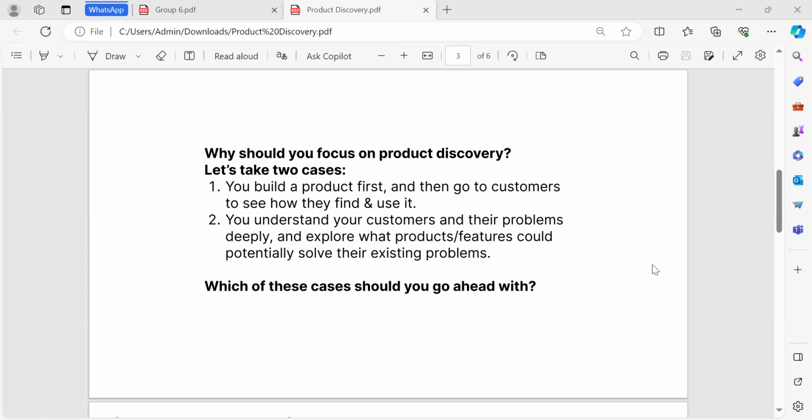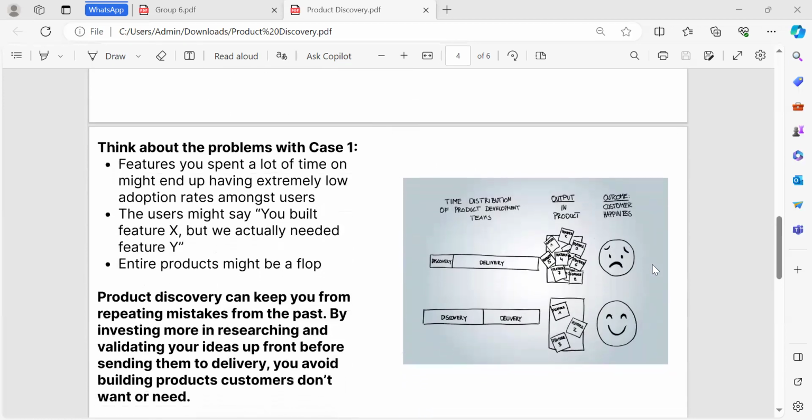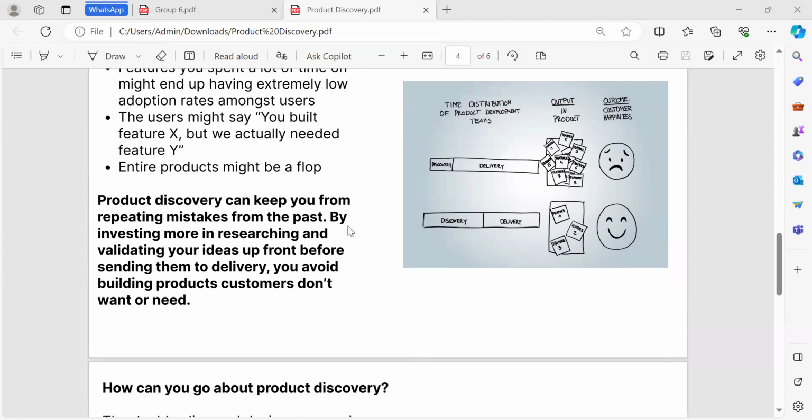So as I've already answered, which of these cases should you go ahead with? Of course you should go ahead with case 2. We have also mentioned the problems that we face with case 1, because of course if you don't put in the initial research groundwork, then the output would not be as fruitful as you think. So features you spent a lot of time on might end up having extremely low adoption rates among users, and that is because you didn't solve the correct pain point. Was that even actually a pain point or not, you don't know. So product discovery to the rescue here.